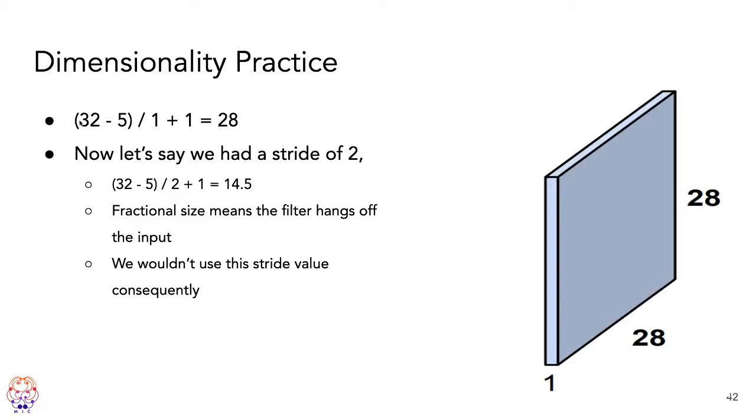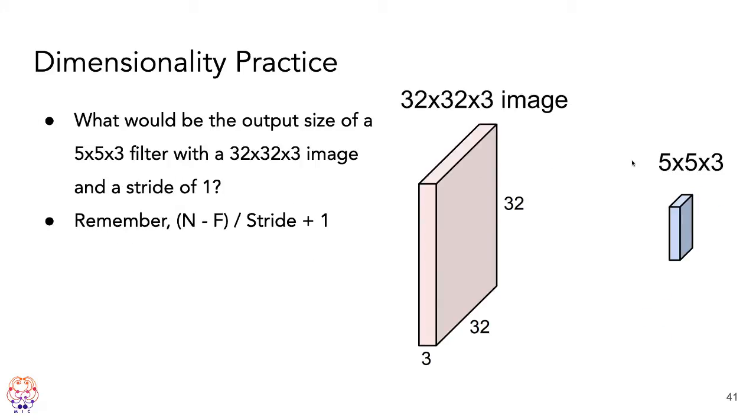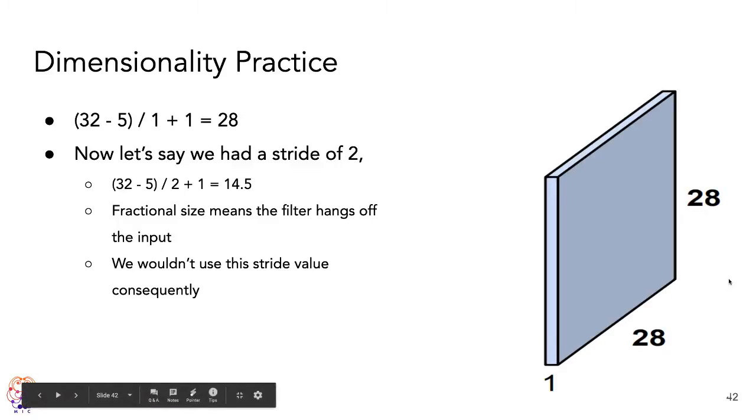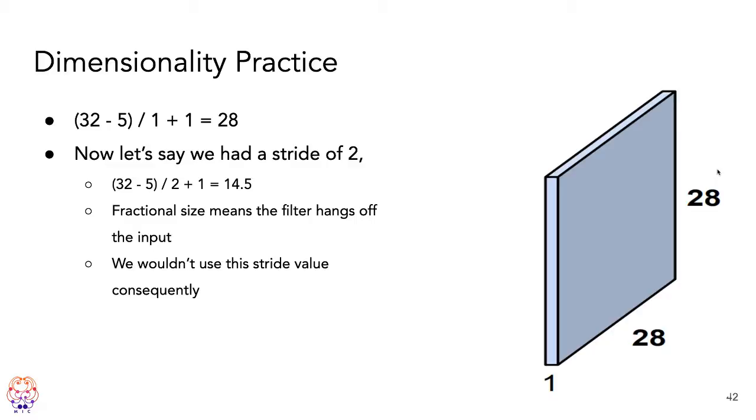Once again, 32 minus 5, which is the size of the filter, gives you 27. Divide by 1, 27. And then you add 1 and you get 28. So that's going to be the dimensions of this. It will make sense why we need to know this when you stack more convolutional layers, and we'll hopefully get to that in the code. If you get a fraction, let's say we want a stride of 2, then we just don't use that stride. Once again, stride is just how much the filter is moving across the image.